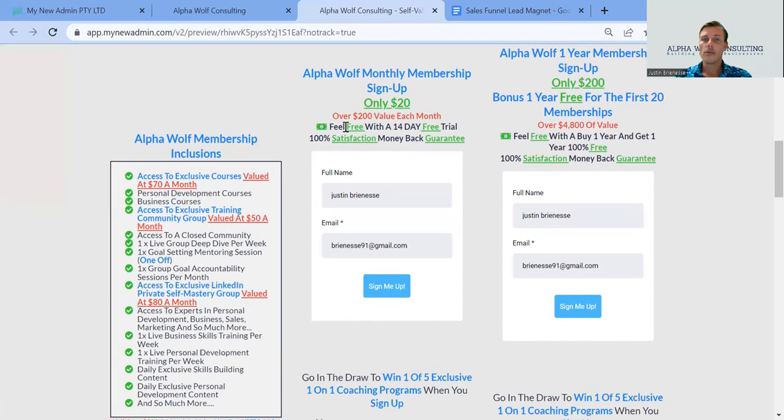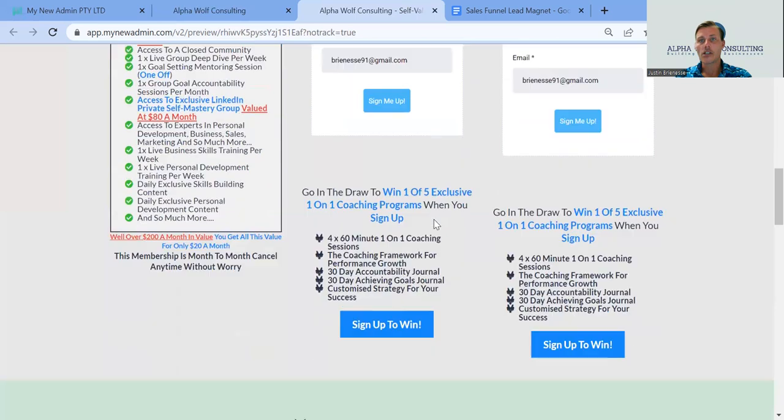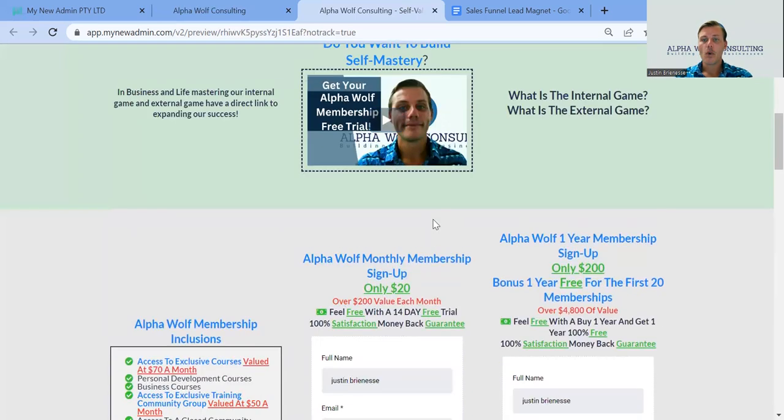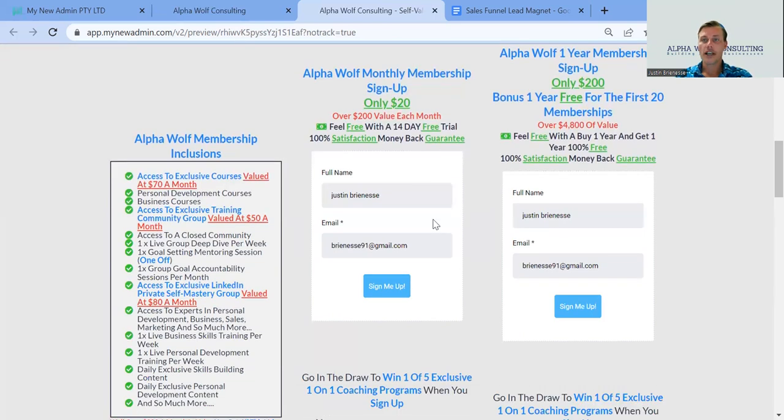Then we have the terminology: free, 100% satisfaction, money back guarantee. These terminologies have been utilized a lot. Well, what does 100% satisfaction money back guarantee mean? It means if you're unsatisfied in any way, shape, or form, you can cancel out at any time without any issues. Now, think about it like this.